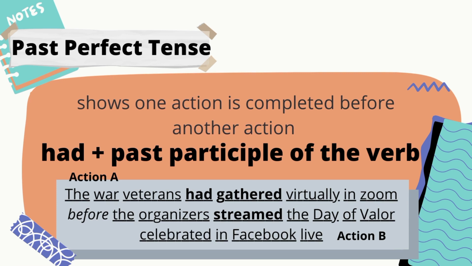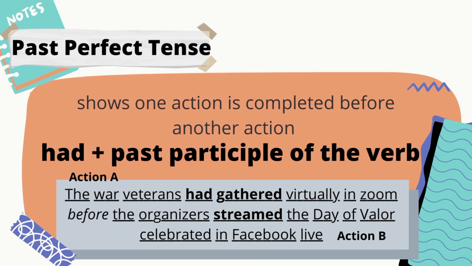In order to know that the sentence is in the past perfect tense, there should be two actions. The first action should be completed before another action. In this sentence, the first action is the war veterans had gathered virtually in Zoom. This event happened first, followed by the second event: the organizers streamed the Day of Valor celebrated in Facebook Live.